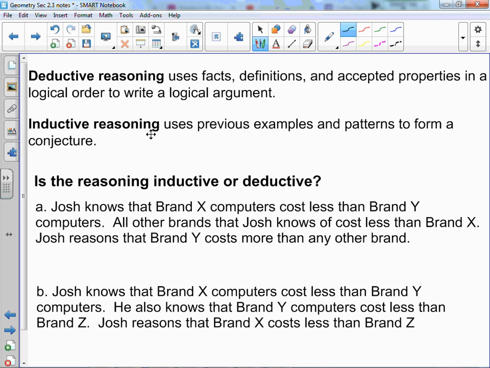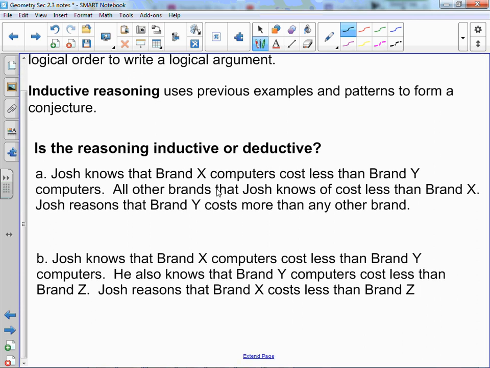Whereas inductive reasoning, if you remember, uses previous examples and patterns to form a conjecture, right? We had to recognize a pattern, and then based on that pattern, we made a conjecture. So deductive reasoning is a little more factual than inductive reasoning. So we wanted to determine whether these two reasonings are inductive or deductive.